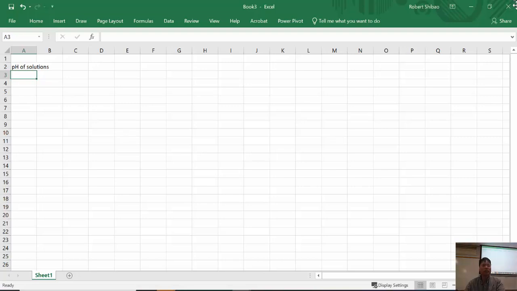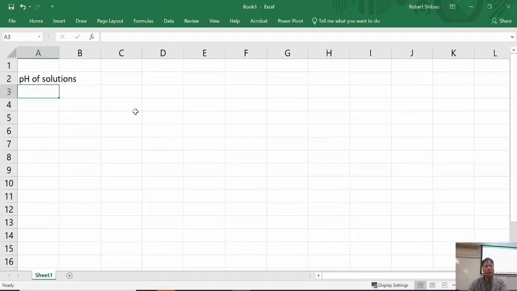So looking at the pH of solutions, what I want to do is go through the solutions that you measured the pHs of last week or the week before. Can somebody remind me what the solutions were? Do you have your data from there? What solutions had you measured the pH of?